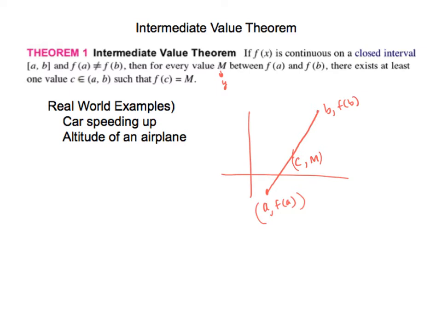So for example, a car speeding up, right? If you're at a stop sign and you go to 50 miles an hour, you can't skip over the speed of 40 miles an hour to get there. You're going to hit every single speed along the way. Or the altitude of an airplane, right? You take off from ground level and get to your max flying altitude. The plane is not jumping from one level to the next. It's gradually getting there. The rate might change, that's fine, but you're not missing any altitudes along the way, okay?